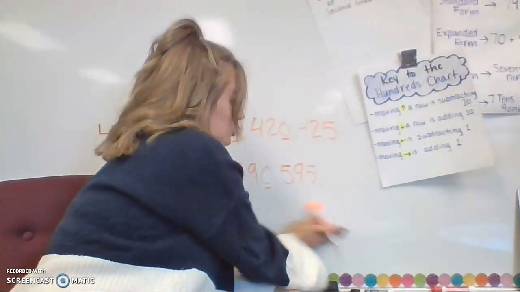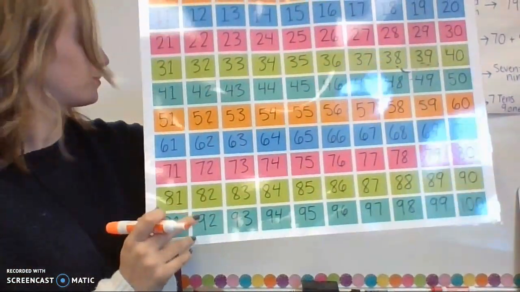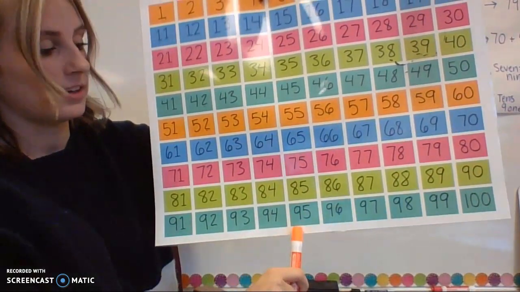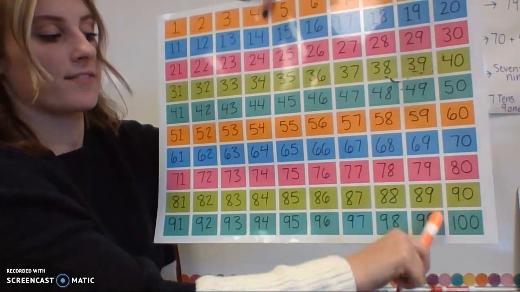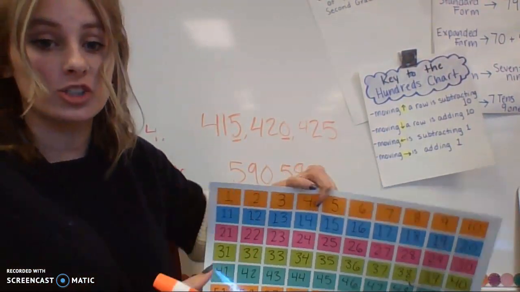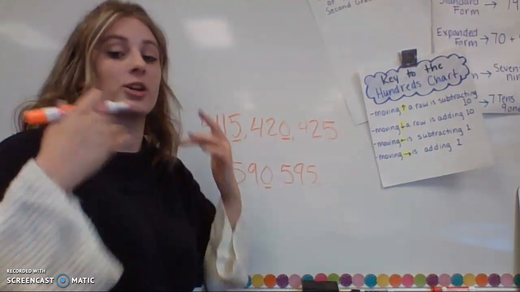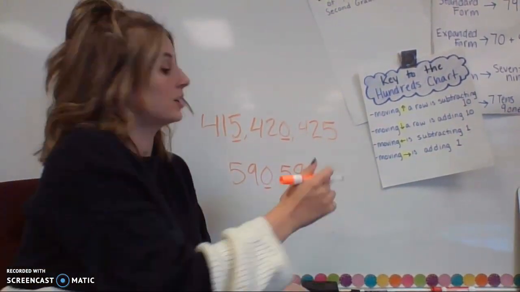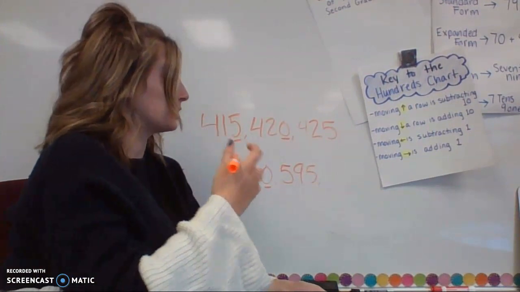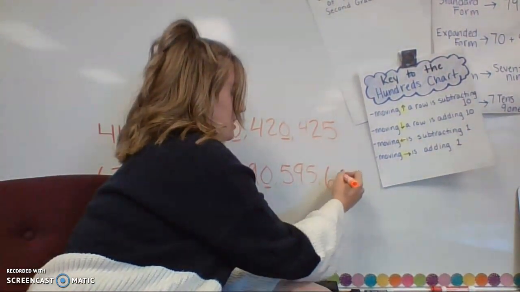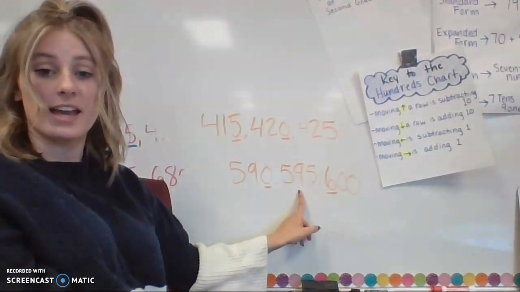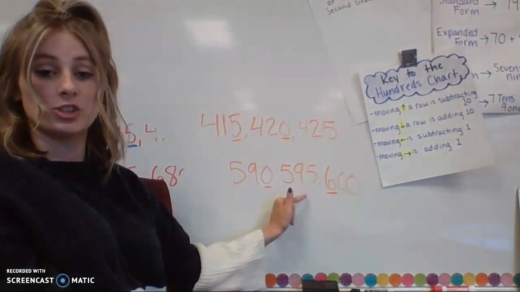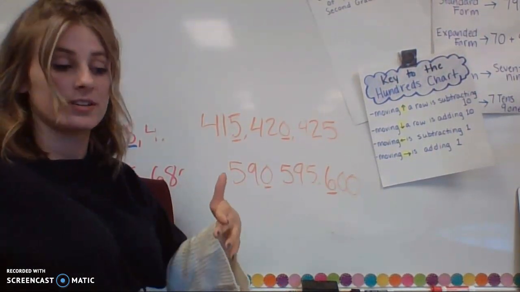Okay, so what you're going to do is just like you're using your hundreds chart. If I went from 95, I'm going to hop up 5. Ready? So 1, 2, 3, 4, 5. So you're going up by 100. Or, well, not up by 100, but your number is going to change. So 95 would be 100, which means our next number is 600. So your hundreds place in this case is going to change because you hopped up by 5.